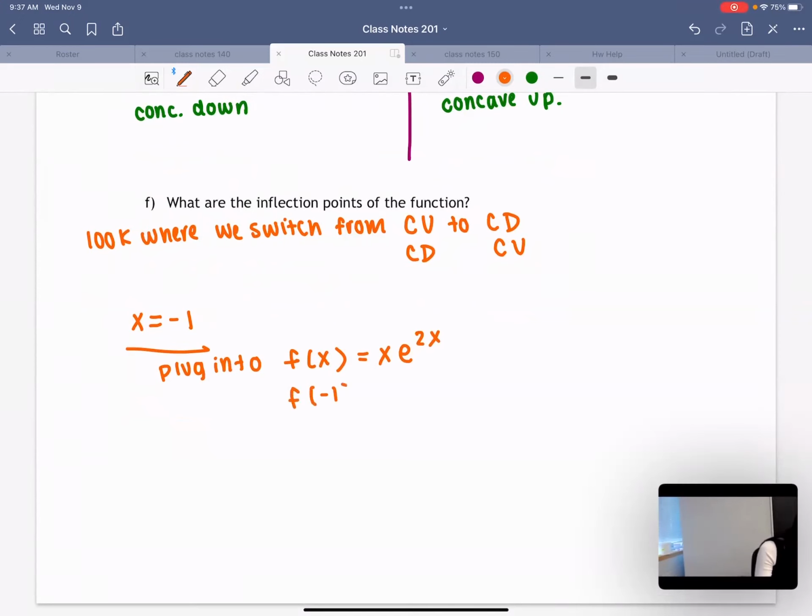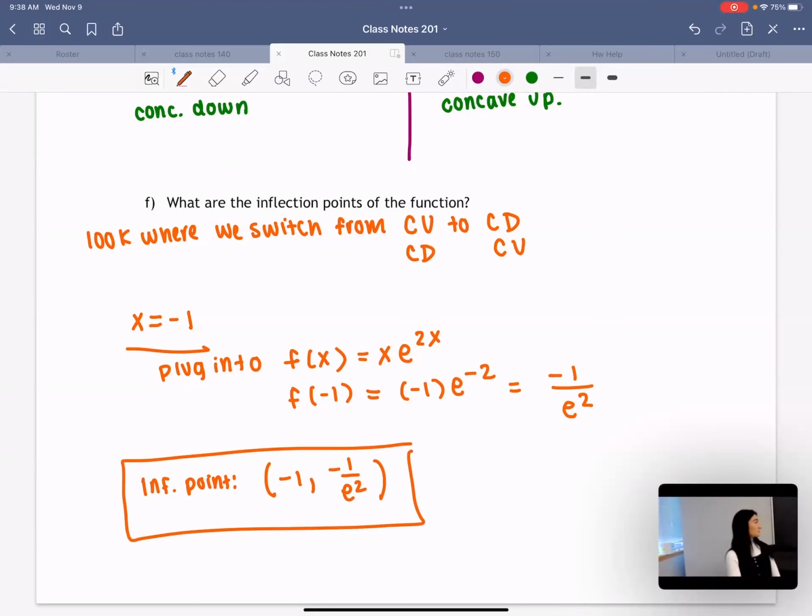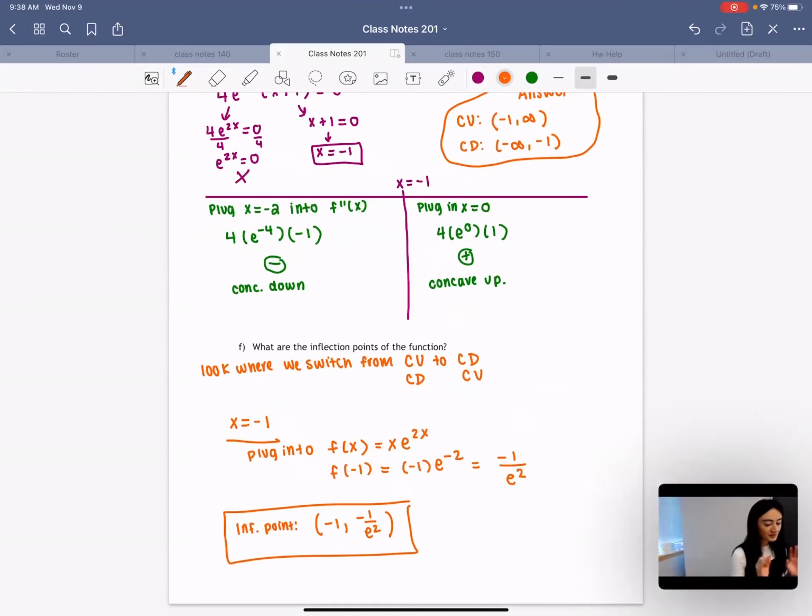So f of -1 is -1 times e to the -2. Okay. Simplifying this a little bit better, we have a negative exponent. Negative exponents go down, right? So this is -1 over e squared. Okay. So taking a look at this, our inflection point is going to have an x and y coordinate. The x coordinate is going to be -1. The y coordinate is -1 over e squared. Okay, so that is my inflection point. All right, lots of stuff that we did here. Any questions on this example?